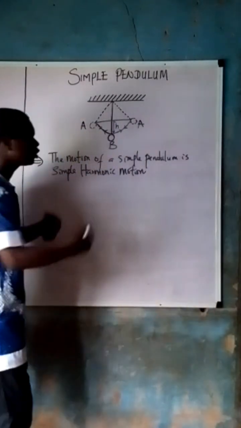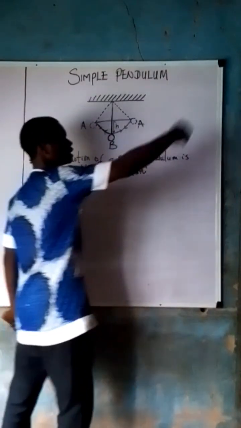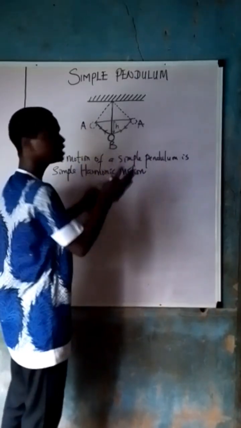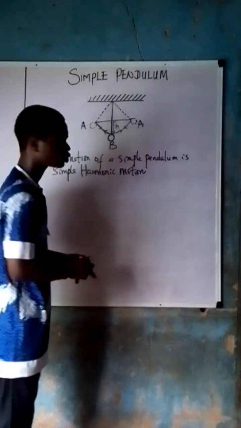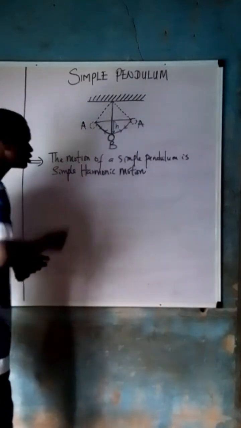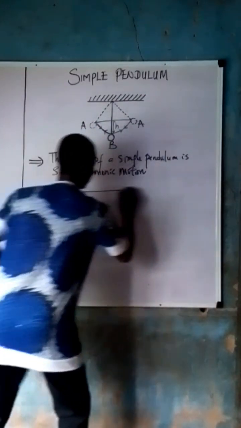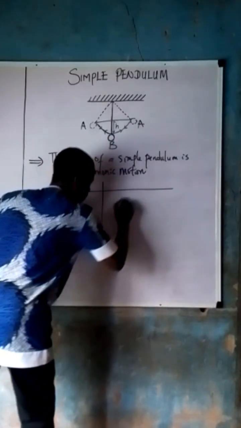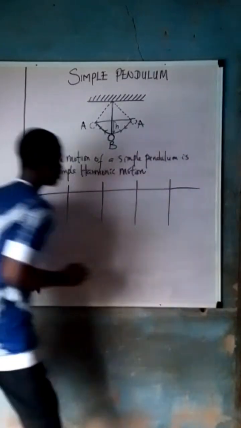Now there are a number of energy changes that occur as the ball swings to and fro, and questions do arise from this aspect of simple harmonic motion, which we call the simple pendulum. So for the purpose of this discourse, we'll be making use of a table to summarize all we shall be learning in this video.